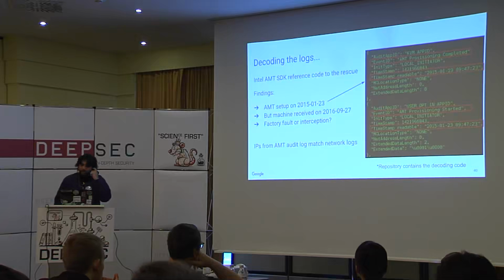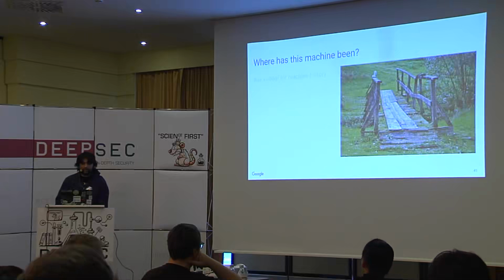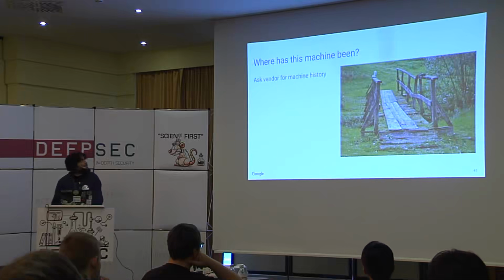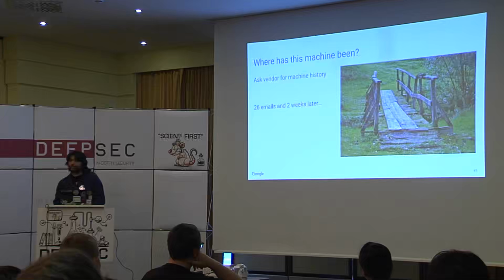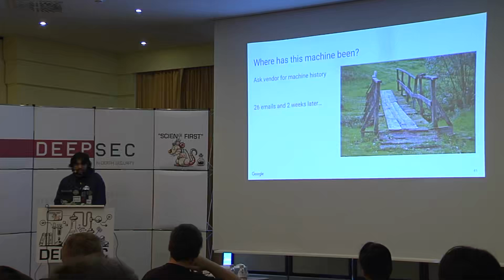So at this point, I nearly closed the investigation, except as a last-ditch thing, I sent an email to the machine vendor asking for history, saying, okay, where has this machine been? Because the AMT was provisioned about a year before we received it. What's going on? So 26 emails, 2 weeks. What I learned was the machine was actually received in 2013. Our inventory was wrong.